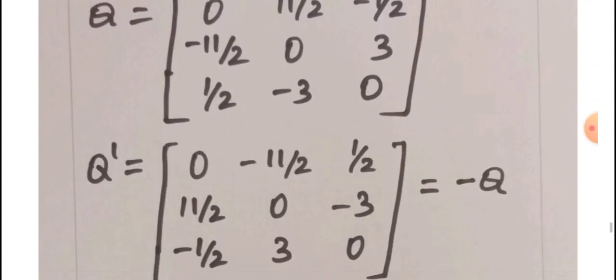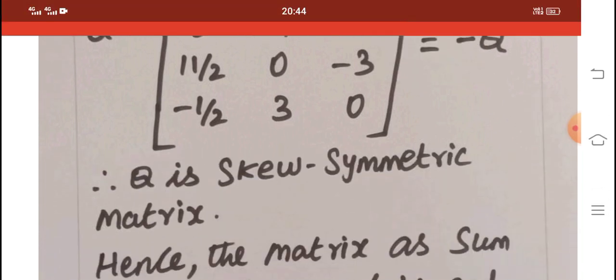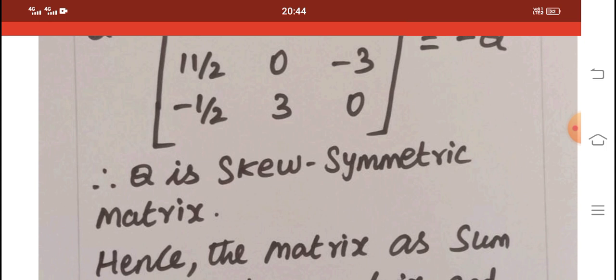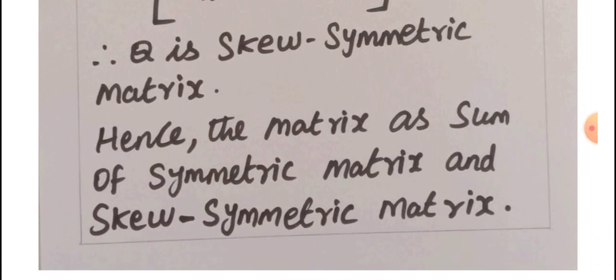Then as usual, Q transpose. Q transpose is minus Q now. That's it. So we got Q as a skew symmetric matrix. Check, children. You are getting Q transpose as minus Q. You have to check. Hence the matrix I can write as the sum of a symmetric and a skew symmetric matrix.